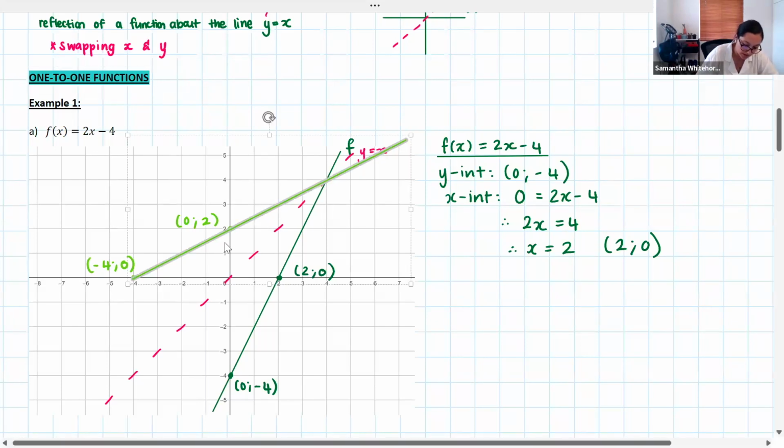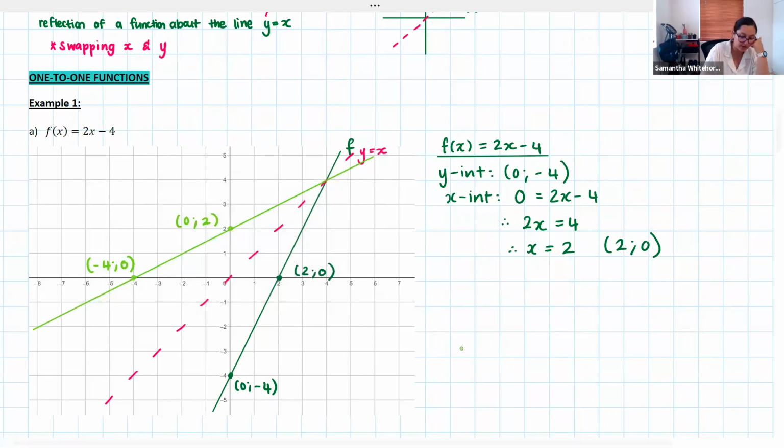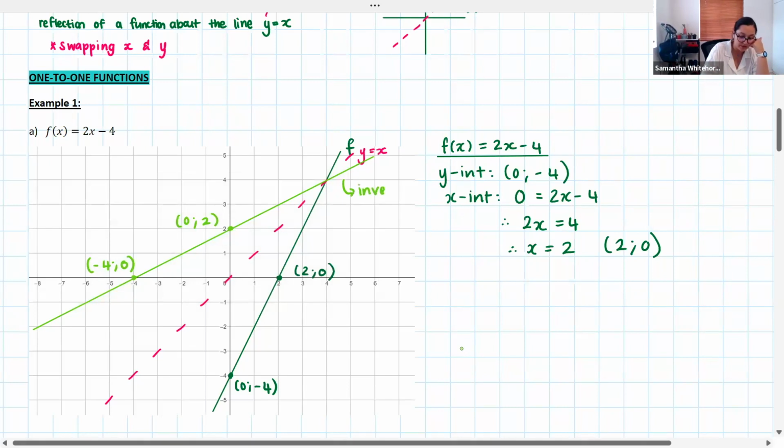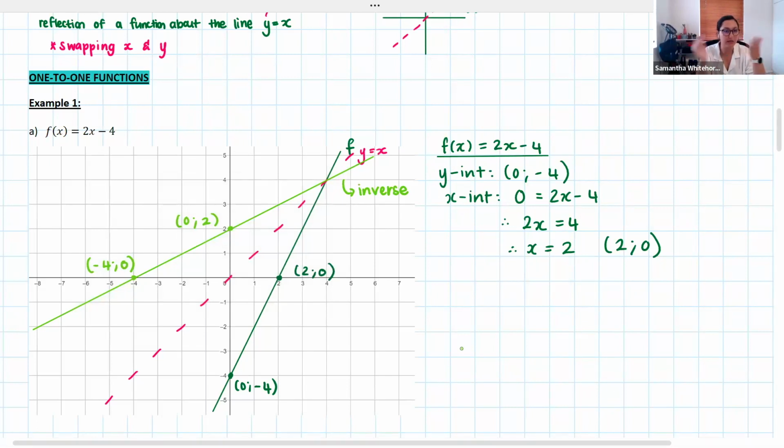Again, I'm going to make this better. So this green line that I've got is my inverse. It is a reflection about the line y equals x. We can see that. We can see this mirror image property that it has.